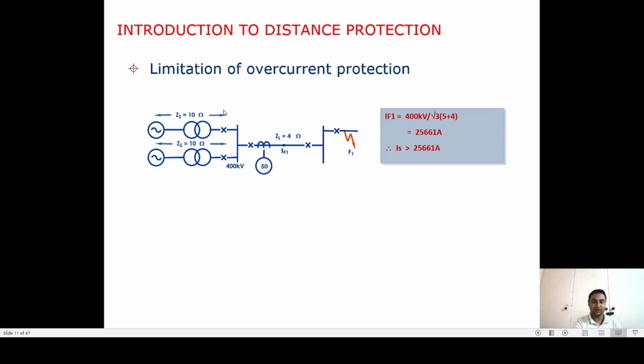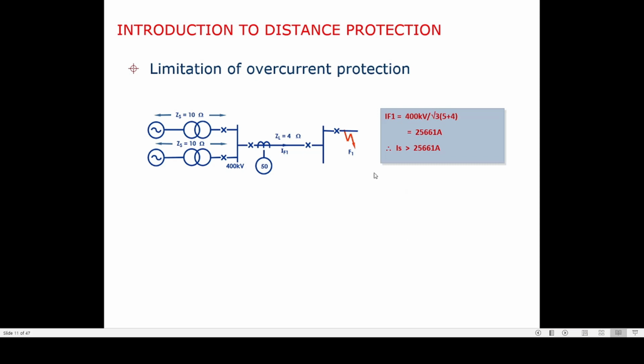What is the impedance up to this point? These two 10 ohms are in parallel, which means 10 and 10 in parallel leads to 5, and then 4 ohm of this transmission line. So this is 400 divided by root 3 into 5 plus 4, and this current comes out to be something like 25.6 kiloamperes. Since this fault is outside this transmission line zone, the relay installed at this location must not operate for any current lower than 25.6 kiloamperes. That means the setting of the relay for this particular case must be more than 25 kiloamperes.